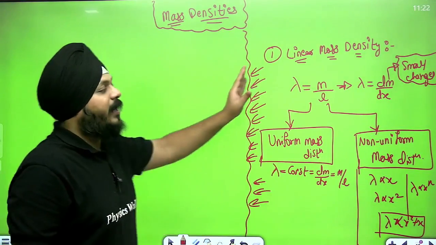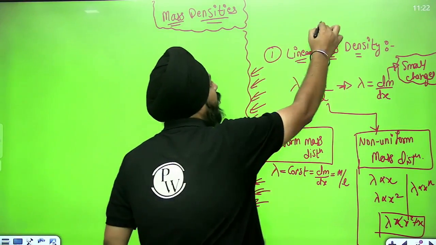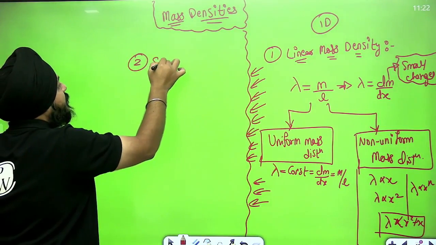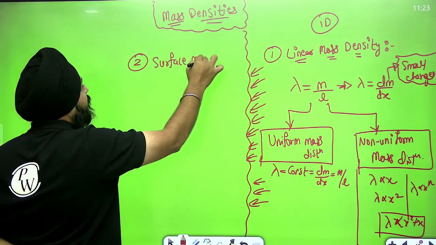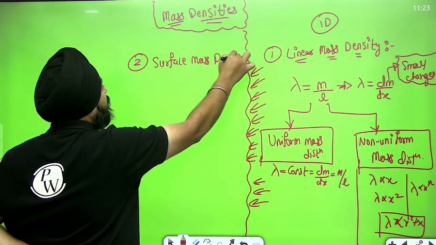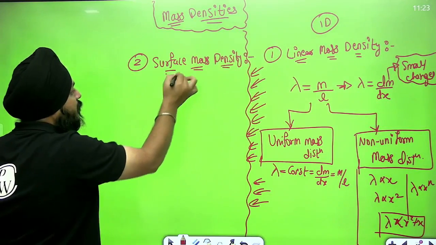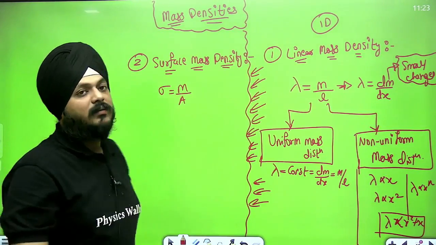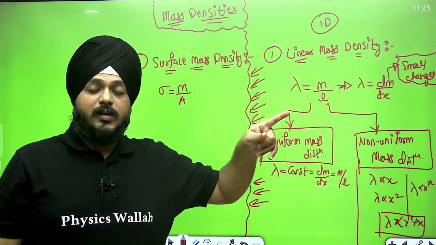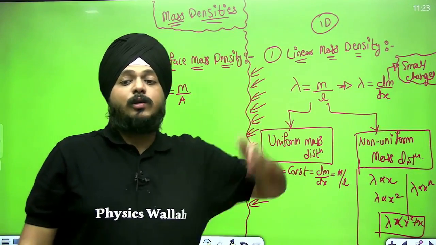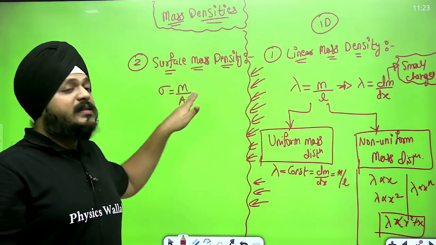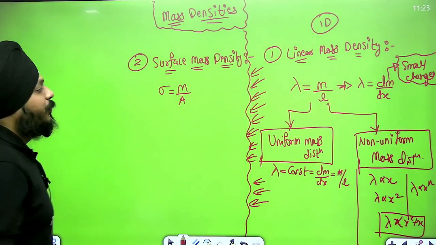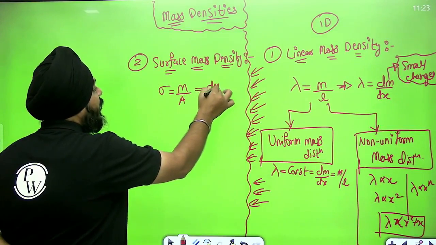Okay, so linear mass density is generally for 1D objects. For 2D we have surface mass density, sigma: mass spread over a specific area. Linear mass density: mass distributed over length. Surface mass density: mass spread over area. For smaller values, it is also dm by dA.